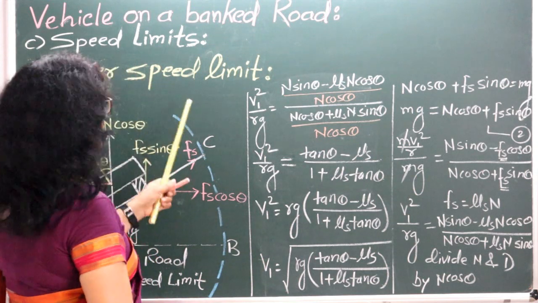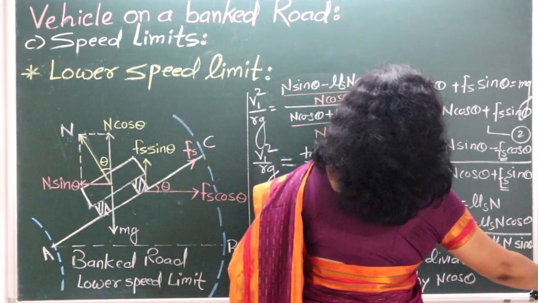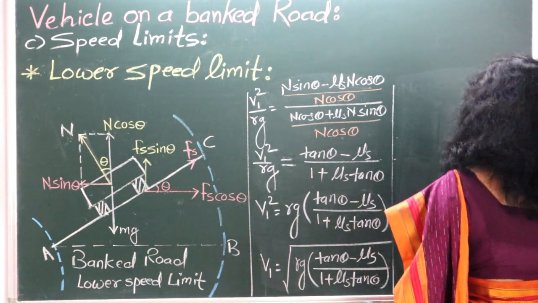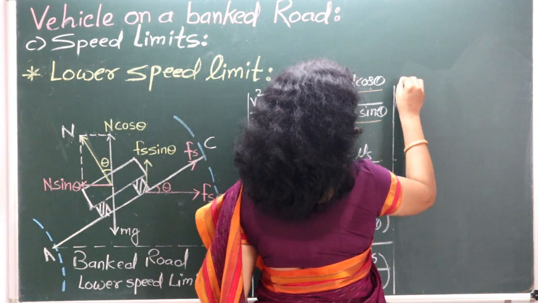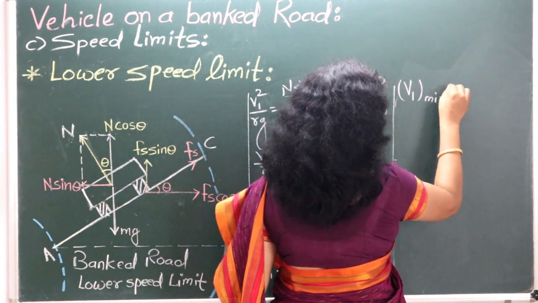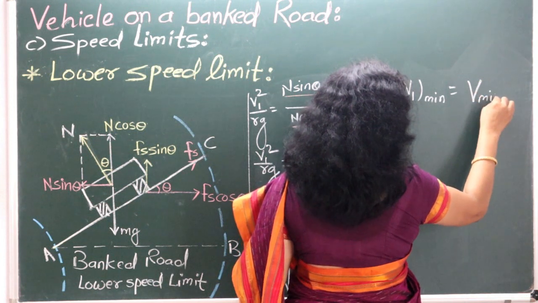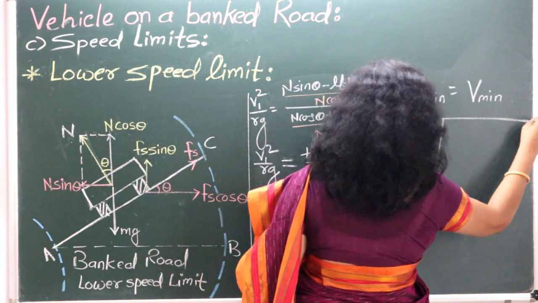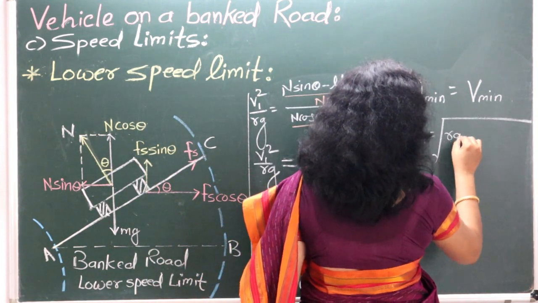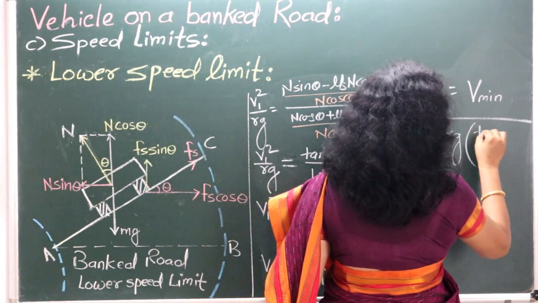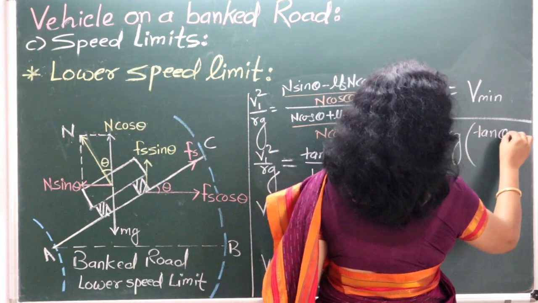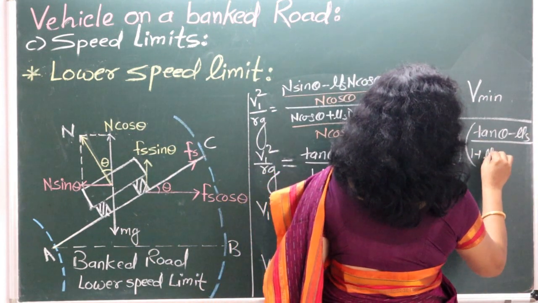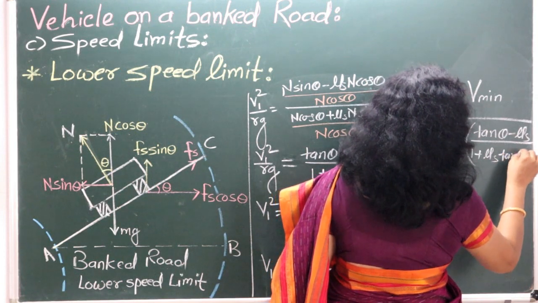And this is the lower speed limit, and we can write therefore v1 minimum, that is v minimum, equals square root of rg into tan theta minus mu s upon 1 plus mu s tan of theta.